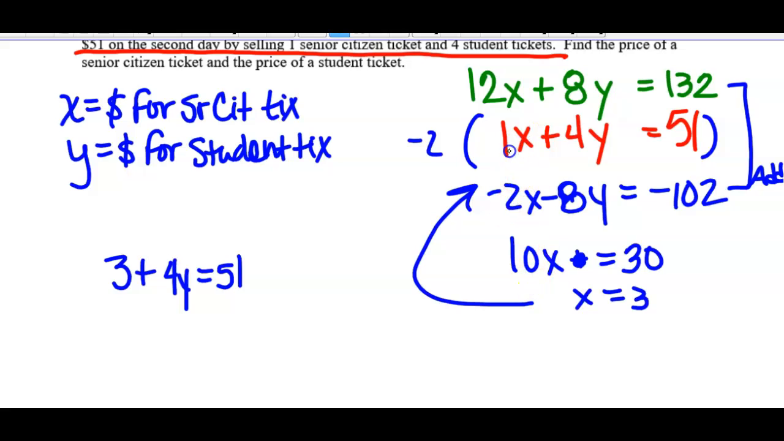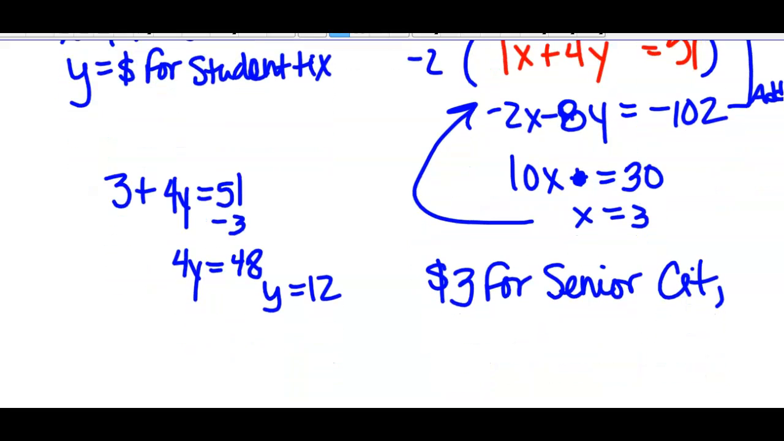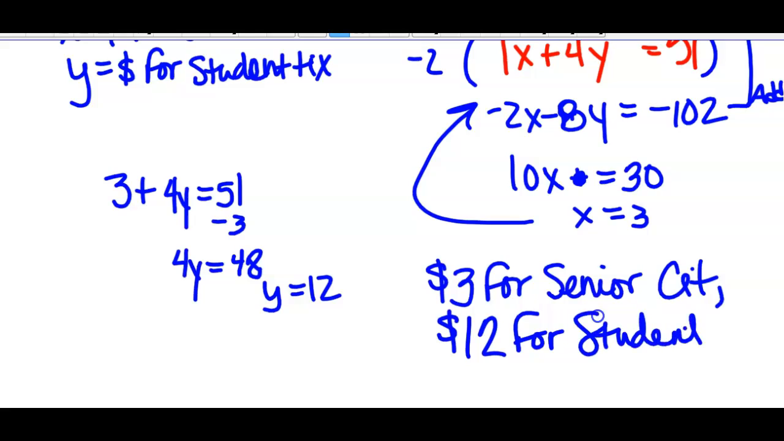Okay, I put the 3 in here. So 1 times 3 is 3, plus 4y equals 51. If I subtract 3, I get 4y equals 48, y equals 12. So it's $3 for senior citizens and $12 for students. Yikes. Hope it's something students really want to see to pay $12 for it. Okay.